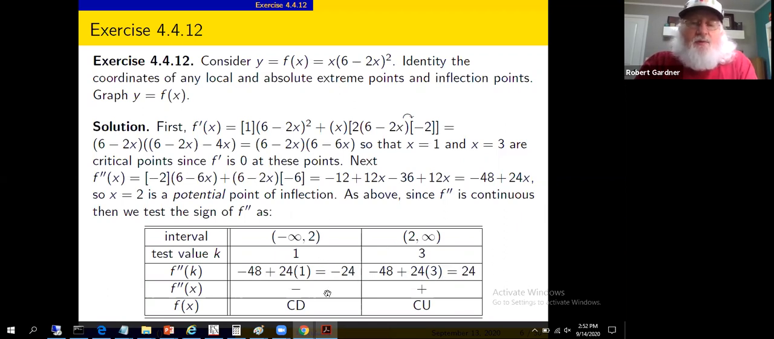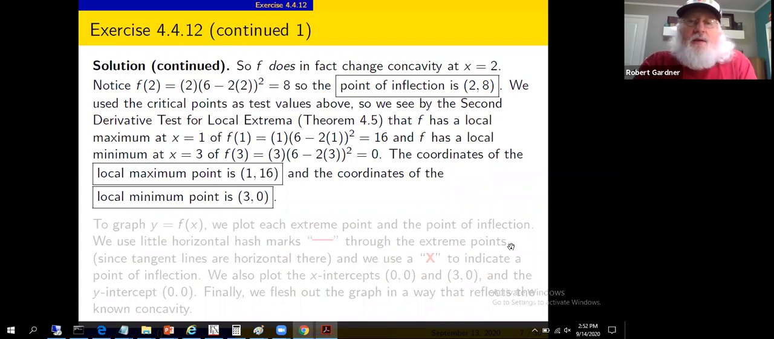This is negative. When the second derivative is negative, think frowny face, we've got concave down. 24 is positive, think second derivative and smiley face, concave up. So here's where we've got concave up and concave down. We won't include the endpoints when writing it in terms of intervals. The function really did change concavity. It was one concavity on the left and another on the right. So it did change concavity. So 2 is not just a potential point of inflection. It is indeed a point of inflection.